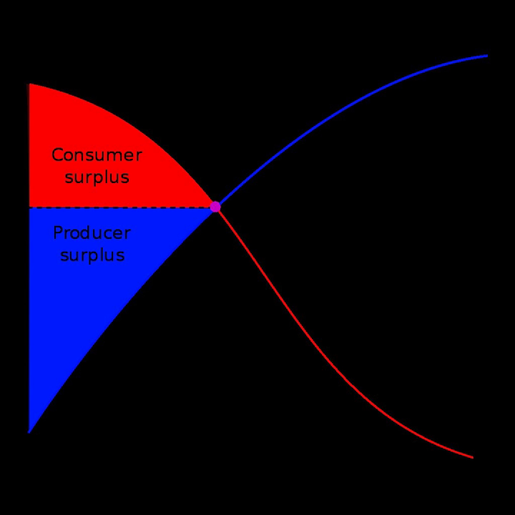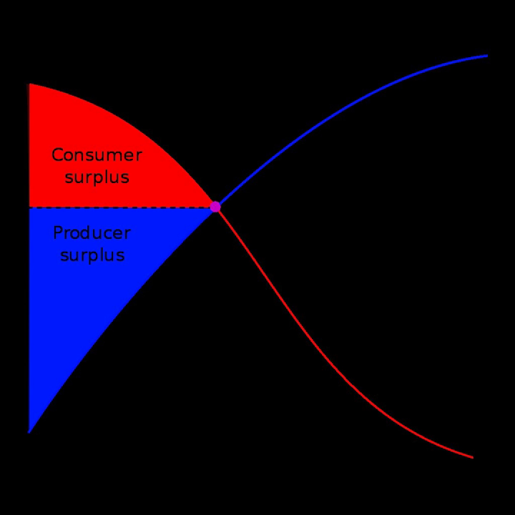CS = 1/2 Q_MKT (P_max - P_MKT), where P_MKT is the equilibrium price, where supply equals demand, Q_MKT is the total quantity purchased at the equilibrium price, and P_MAX is the price at which the quantity purchased would fall to zero, that is, where the demand curve intercepts the price axis.